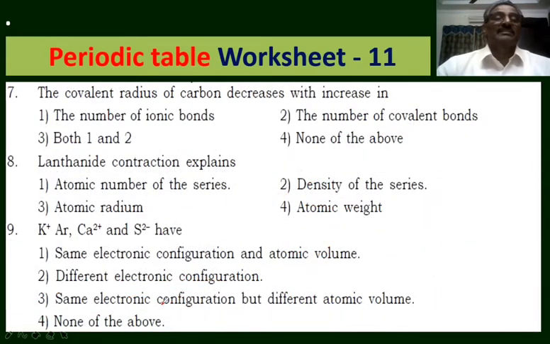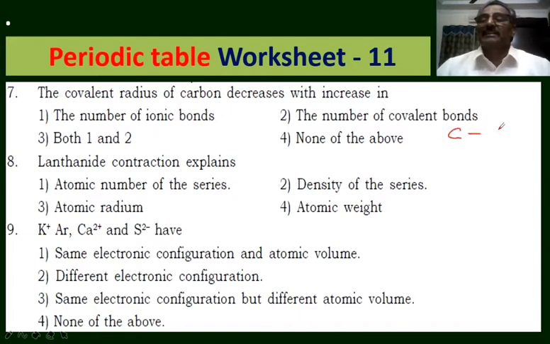Next, the covalent radius of carbon decreases with increase in the number of ionic bonds, the number of covalent bonds, both 1 and 2, none of the above. The covalent radius of carbon decreases with increase in the number of covalent bonds.